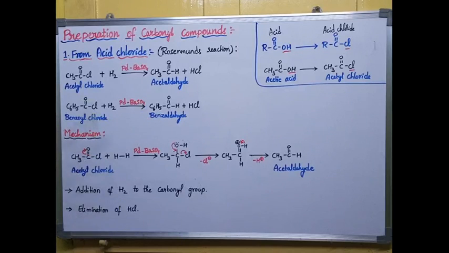If we observe this entire mechanism, we get two main steps. In the first step, the addition of H2 takes place to this carbonyl group. In the second step, there is the elimination of HCl, with H plus and Cl minus coming out together as HCl. So these two steps are very important in this mechanism.